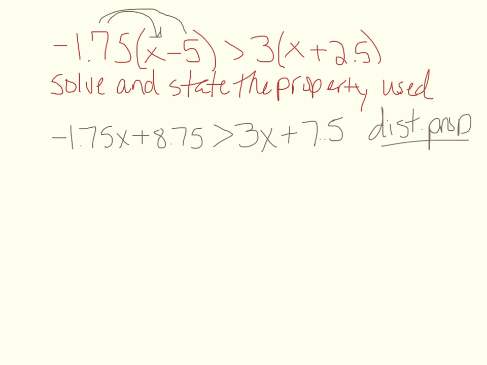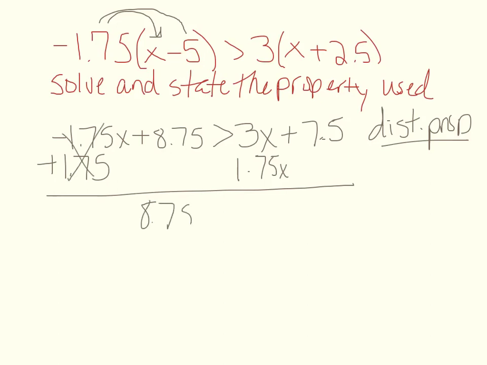My next step would be to move my x's. So I'm going to take the negative 1.75x and move it to the other side. You notice I'm putting it under like terms. Those cancel. Bring down my 8.75, greater than 3x plus 1.75x is 4.75x, and bring down my 7.5. Now, what property did I use to get that? I used addition. I added 1.75x to both sides.